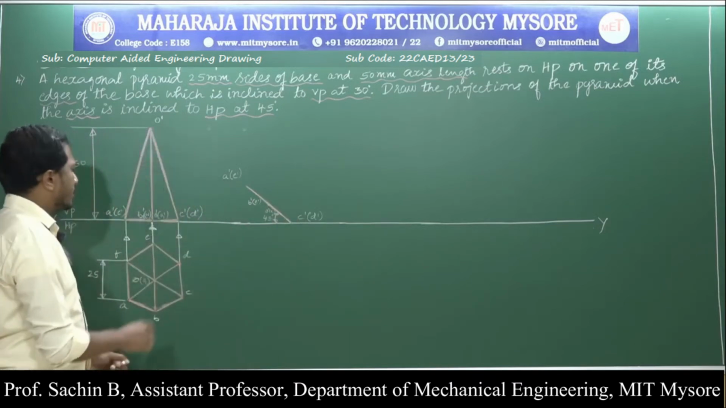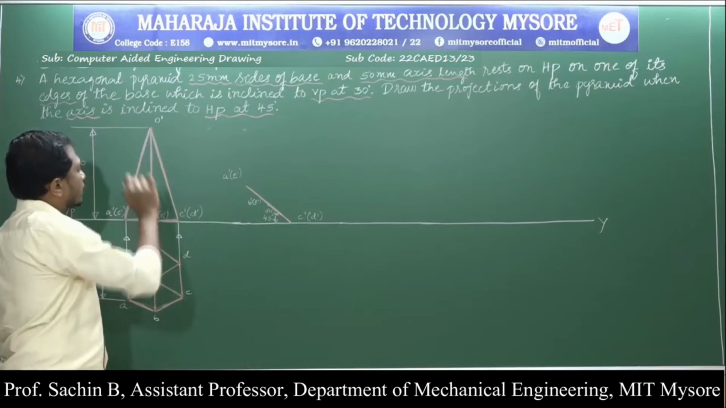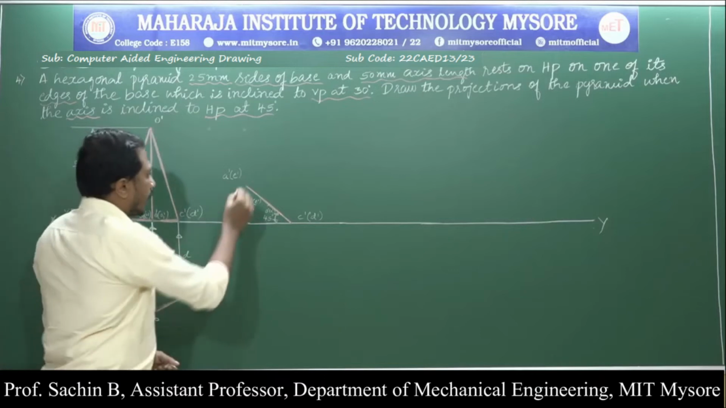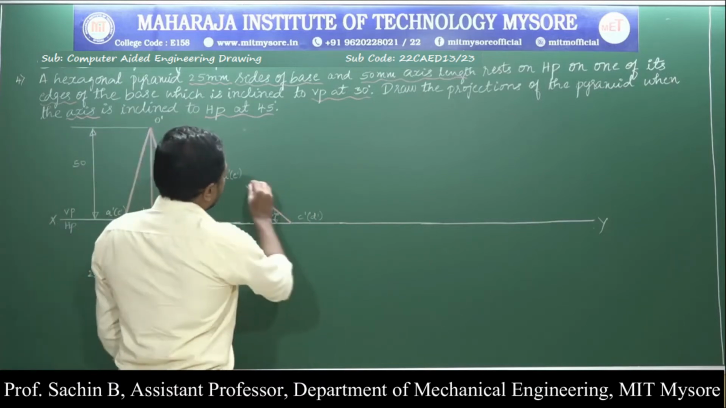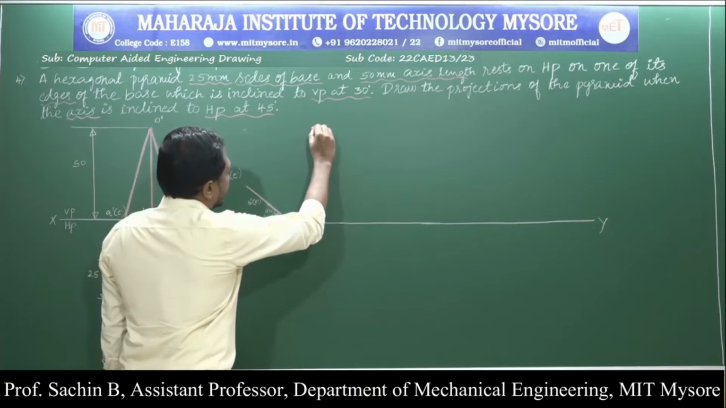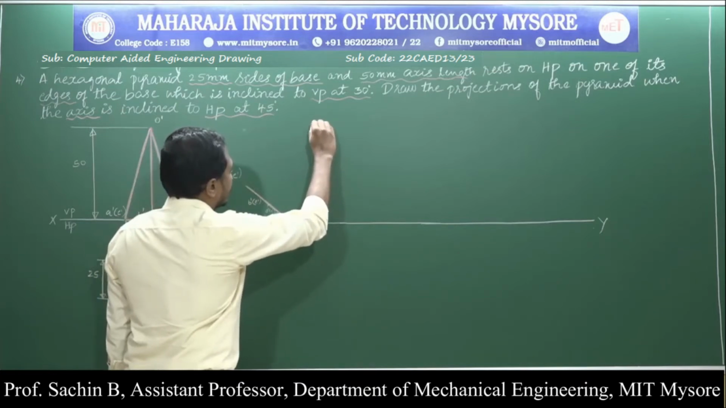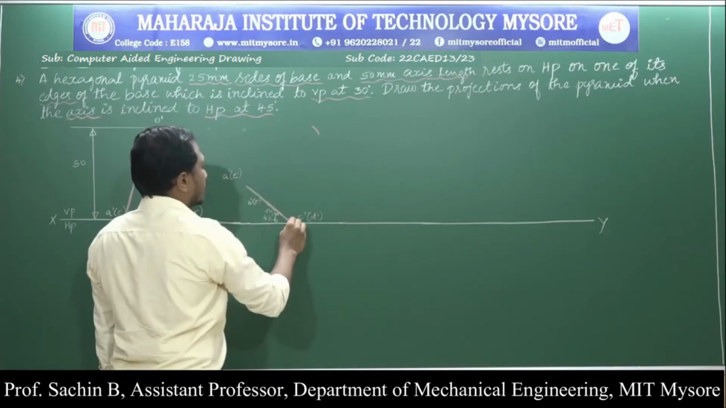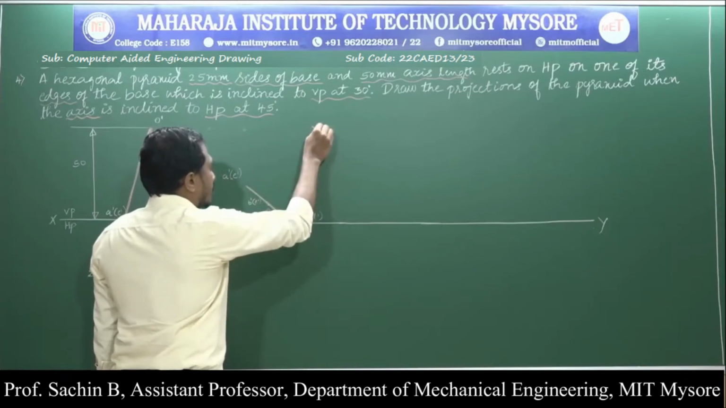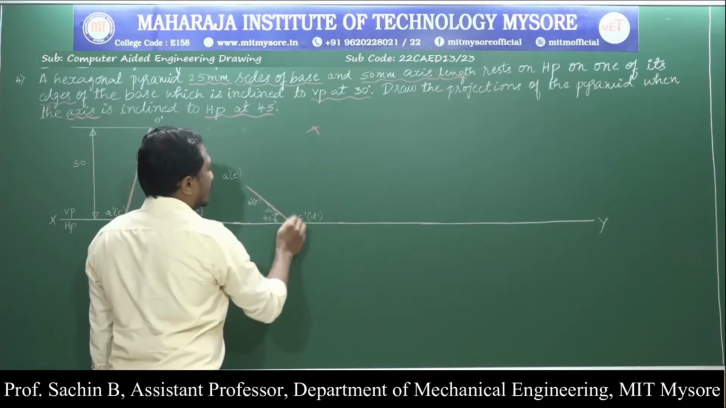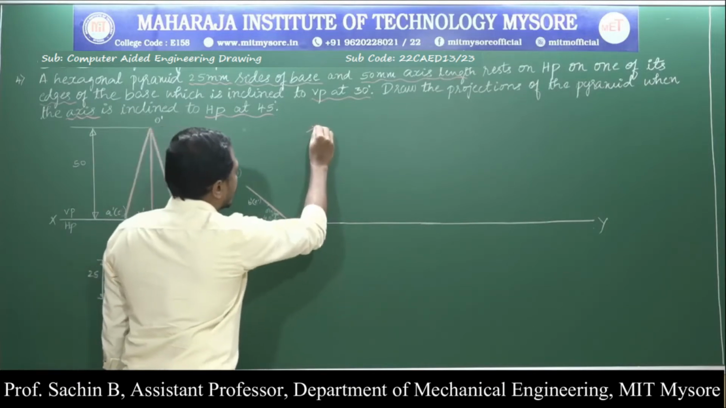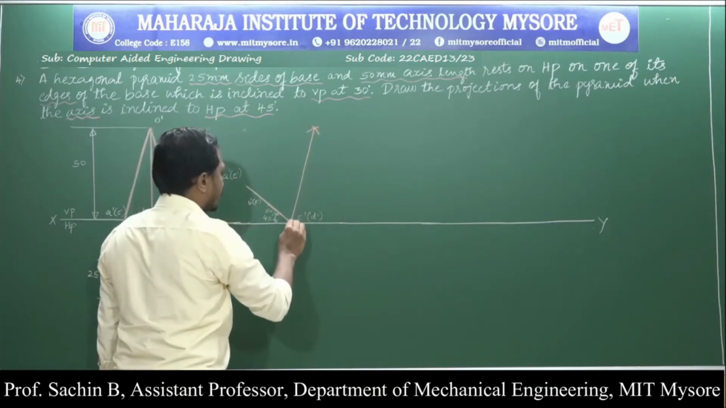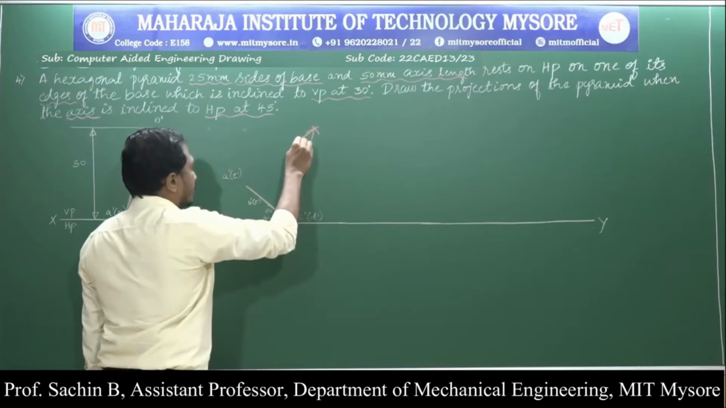Next, I will measure the slant edge A dash to O dash or from O dash to C dash, whichever may be the slant edge. I will come to A dash point. After measuring with the compass, I am going to cut an arc from A dash to O dash, and one more arc from C dash to O dash. Now I will go for joining this. Again I am going to join this slant edge.